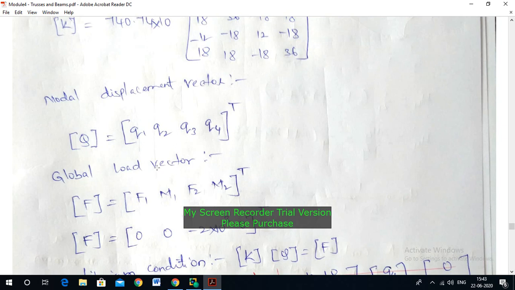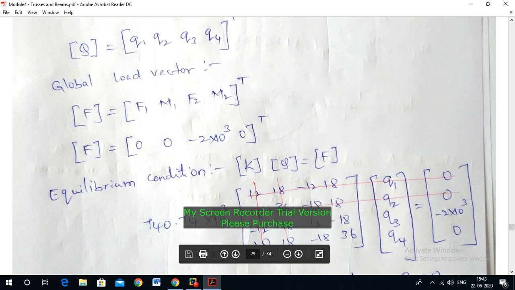Next, the global load vector F is equal to F1, M1, F2, M2. F1 is 0 because node 1 is fixed and there is no movement. F2 is the force acting at node 2, which is 2 kilonewton in the y direction, downward. Because of that we take a minus sign: minus 2 into 10 power 3. The moment at node 2 is 0. Next, the equilibrium condition: KQ is equal to F.